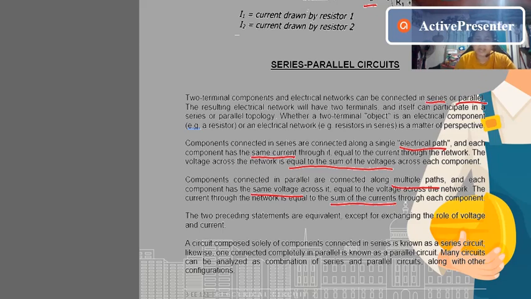So, ang ilahang mga equivalent, so dili siya pwede magkabaylo, in case sa atuang voltage and current. A circuit composed solely of components connected in series is known as a series circuit. Likewise, one connected completely in parallel is known also as a parallel circuit. Many circuits can be analyzed as a combination of series and parallel, along with other configurations.